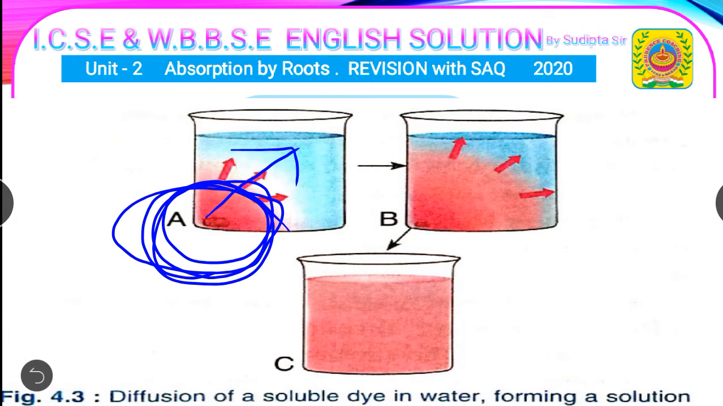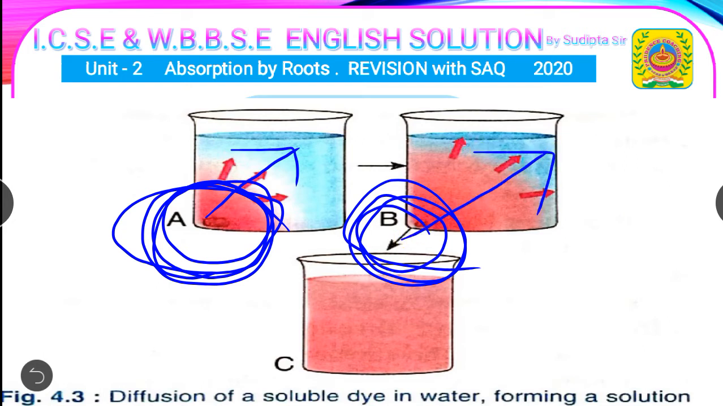So we can see in funnel B that the dye has already spread inside the water, spreading from its higher region to the lower region. We can clearly see in this picture that this is the process of diffusion, and in C the things have been completely mixed up. So this whole thing is the experiment of diffusion.